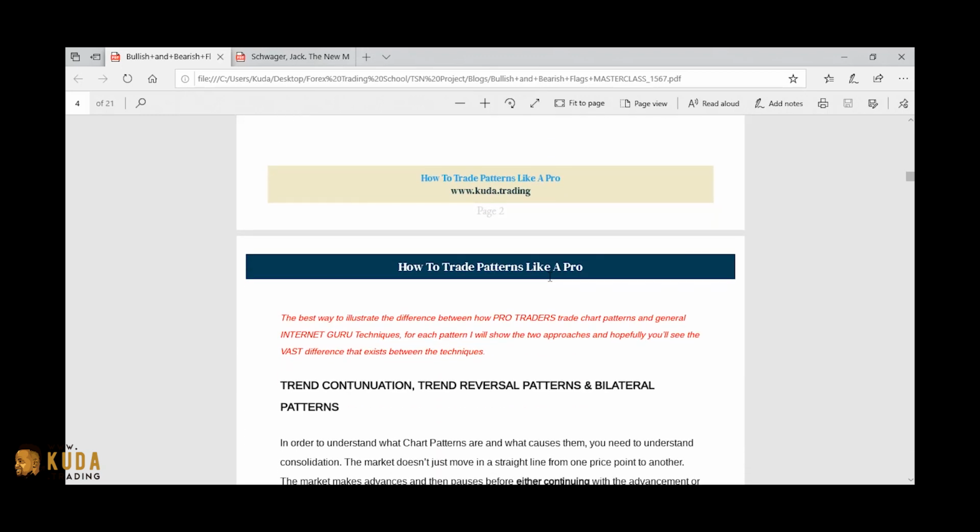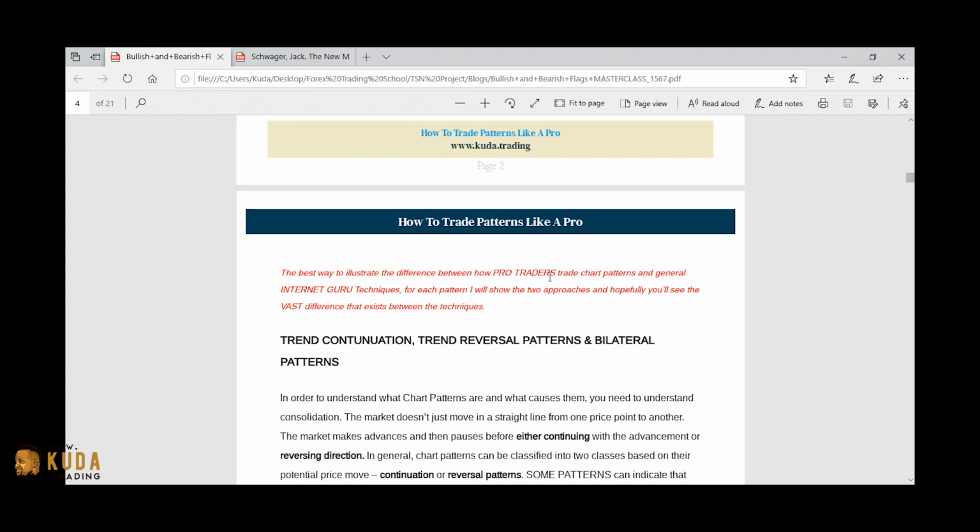So the best way I can explain this, and I've done this in this ebook if you download it, is I'm going to show you the pattern. I'm going to show you how the pro traders recommend you trade it, and what the internet wisdom or internet gurus say you should trade. Right, so you'll be able to see the difference between the 2 techniques, and I'm sure if you catch on to it, you would definitely see a massive improvement in your trading results.